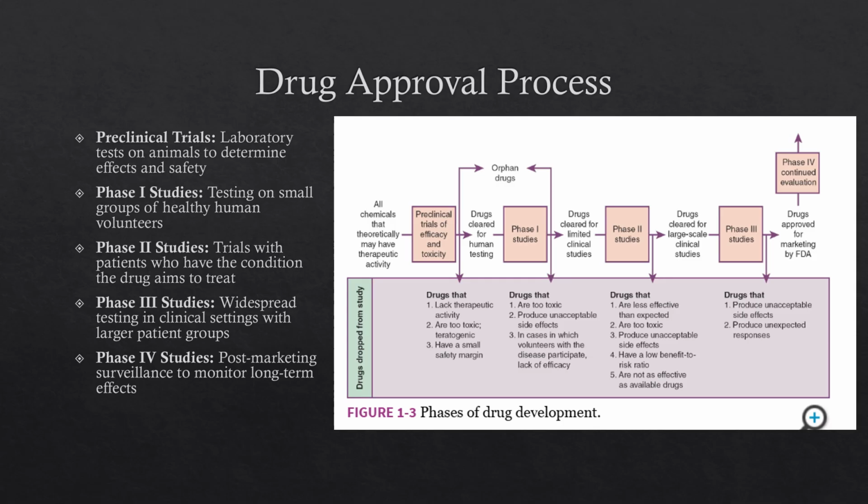So once they do, they are then classified into that phase 1 study. So they're going to test this on a small group of healthy human volunteers. Then our phase 2 study, we're going to have trials with patients who have the condition the drug aims to treat. Phase 3, we're going to have widespread testing in clinical settings with a larger patient group. And then phase 4 studies is post-marketing surveillance to monitor those long-term effects.